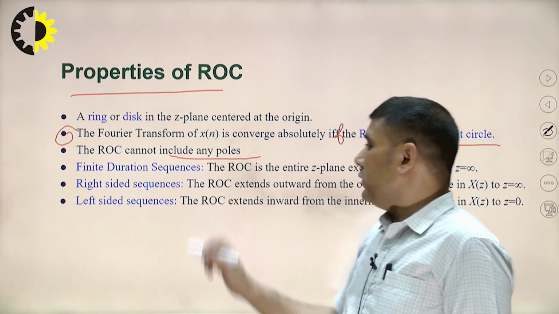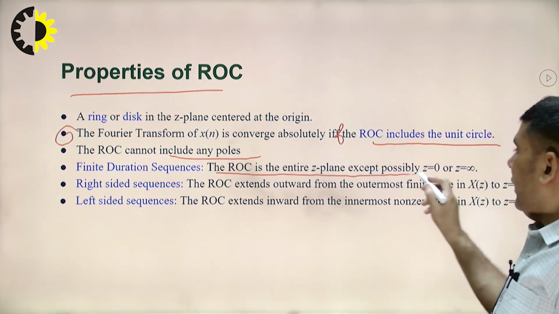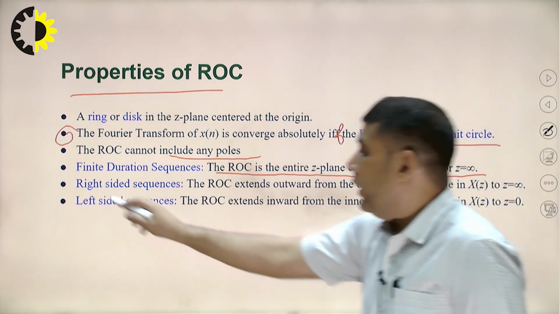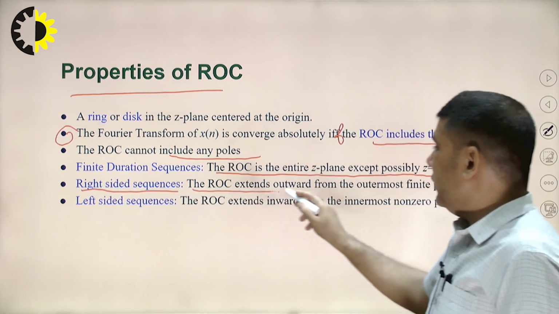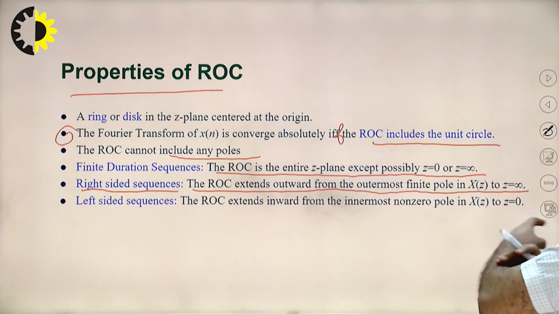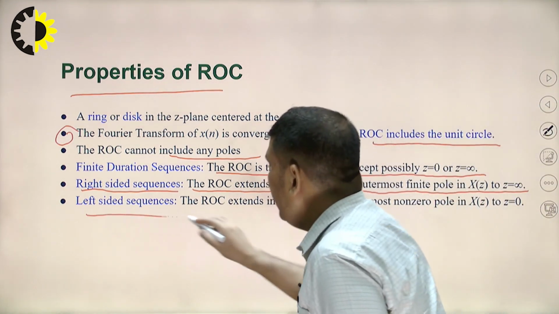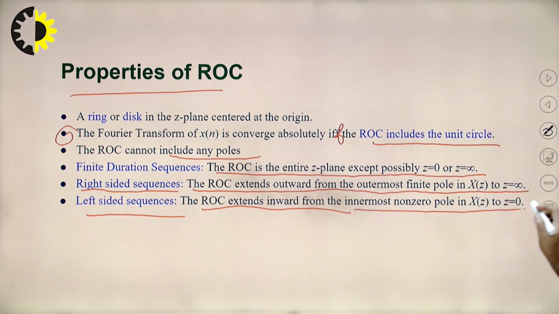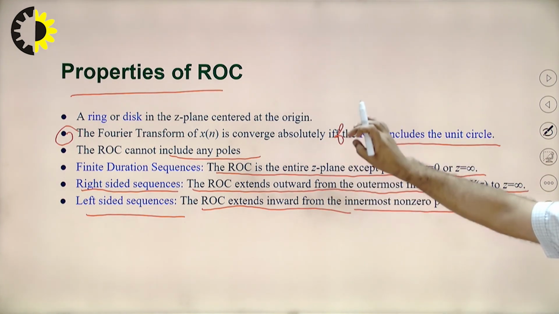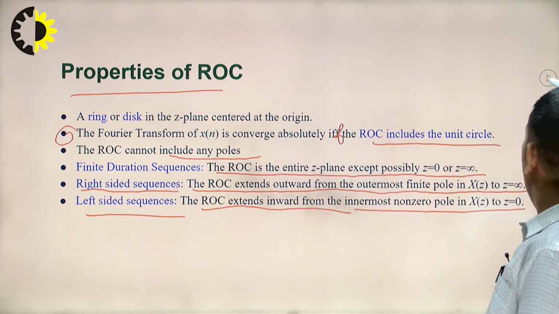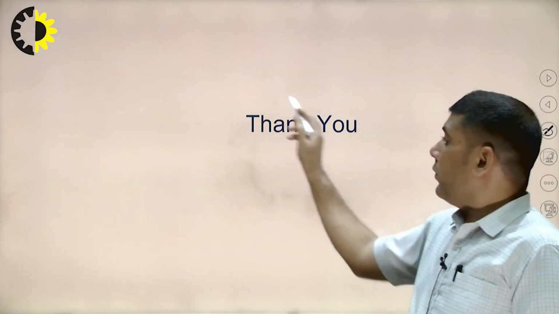For a finite duration sequence, the ROC is the entire z plane except possibly the values z at 0 and at infinity. For a right side sequence, the ROC extends outward from the outermost finite pole in X(z) to z equal to infinity. And for a left side sequence, the ROC extends inward from the innermost non-zero pole in X(z) to z equal to 0. So these are some of the salient features of the region of convergence. So that's all for today's lecture, students. Thank you.